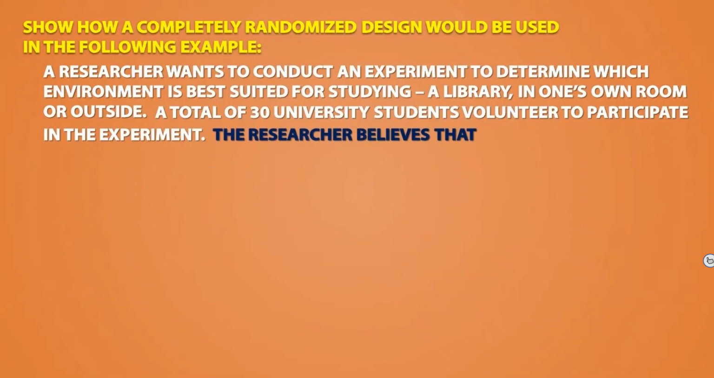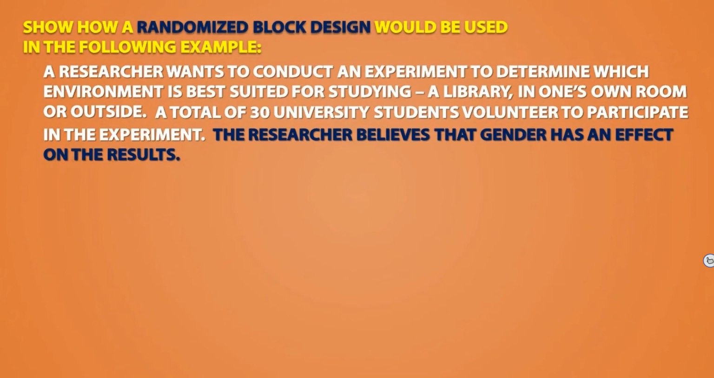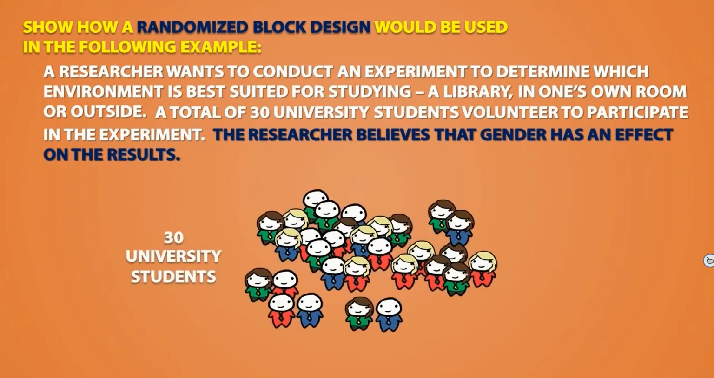Let's say that the researcher believes that gender has an effect on the results. In a case like this, we would use a randomized block design. A randomized block design doesn't immediately randomly assign experimental units to receive treatments. We first assign people into a block based on a characteristic that is expected to influence the response to the treatments. In this example, gender would be the blocking variable.